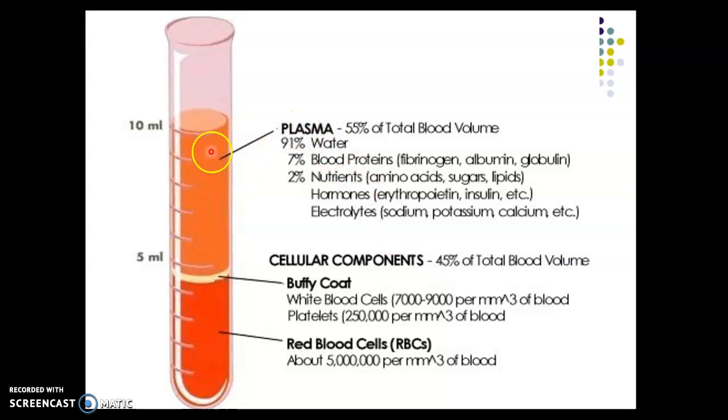Then finally, the top layer here is plasma. Plasma is about 55% of our total blood volume. It's mostly water, over 90% water. About 7% is blood proteins. Remember I told you that the blood protein albumin was important because it helps us keep fluid in our blood, so that water doesn't just go through osmosis and come out of the blood vessels. And then the rest is a whole hodgepodge of nutrients and electrolytes and respiratory gases and hormones. But the majority of blood is plasma, and that's 91% water. That's why blood is fluid.